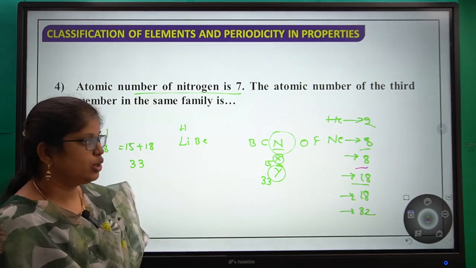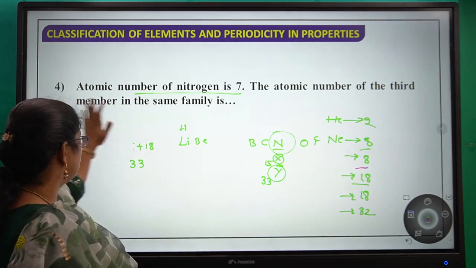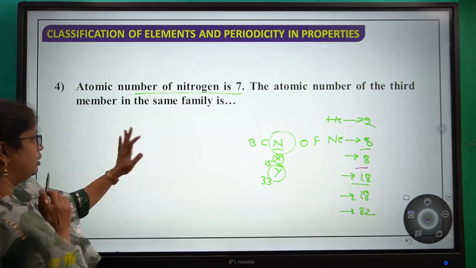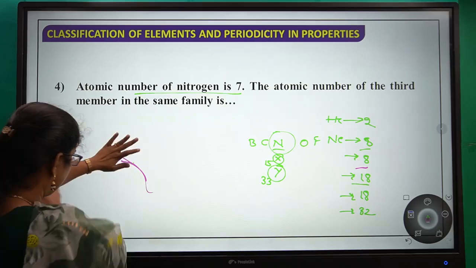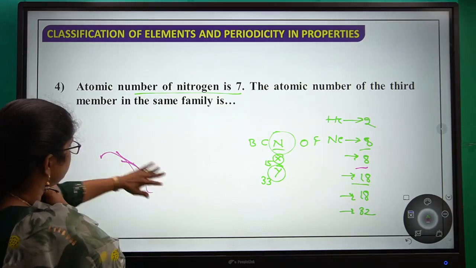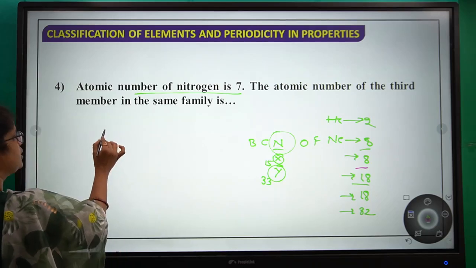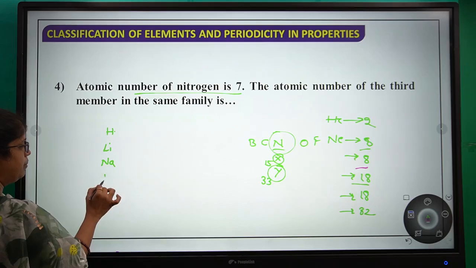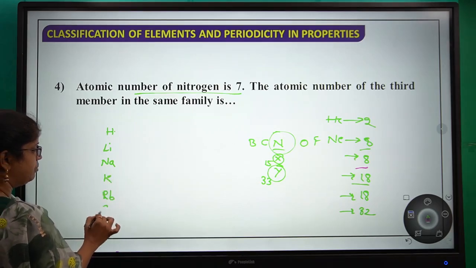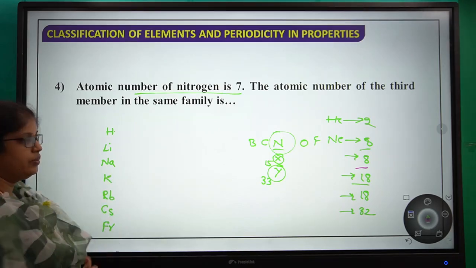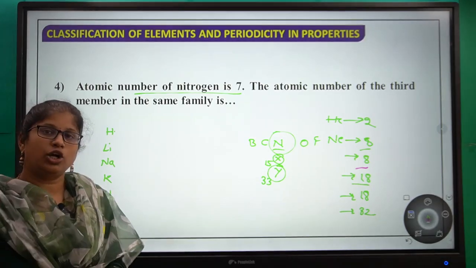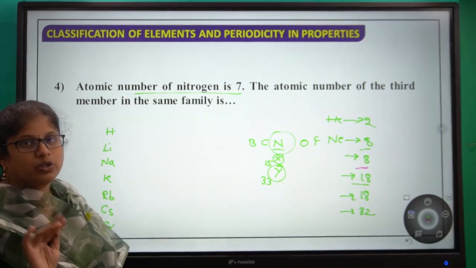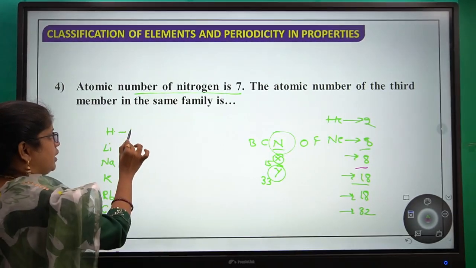33. Okay. So to remember this, just do one thing: first we will take the noble gases. Otherwise, take the first group elements. What are the first group elements? Hydrogen, lithium, sodium, potassium, rubidium, cesium, francium. It is not possible to remember the atomic numbers of these elements, right? So first take the hydrogen atomic number. Everyone knows the hydrogen atomic number, that is 1, right?